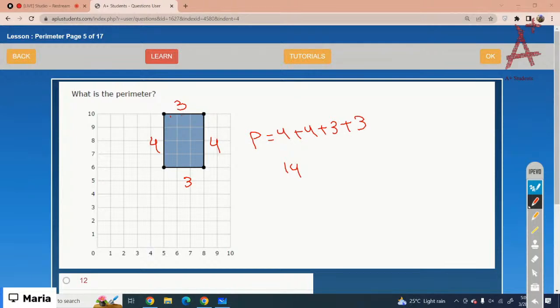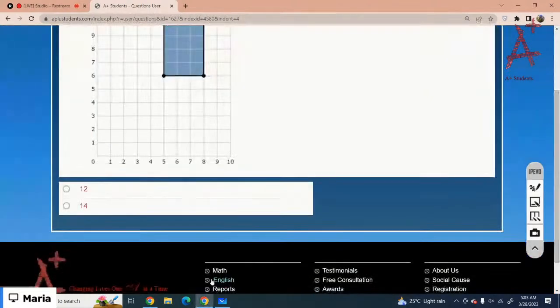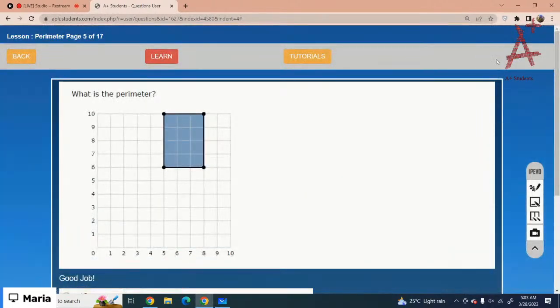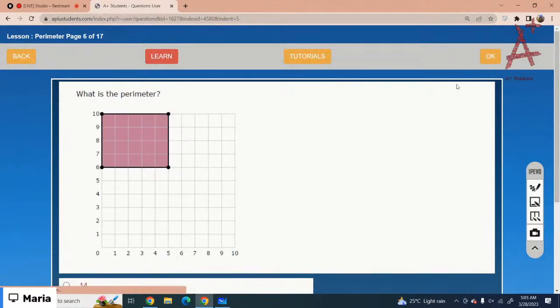Got it? So the correct option is 14. So that means the perimeter is 14. Basically, for the perimeter, you simply need to add all the side lengths. What is the difference here? You just have to calculate the lengths earlier because the figure is on the graph paper. You have to calculate their side lengths.